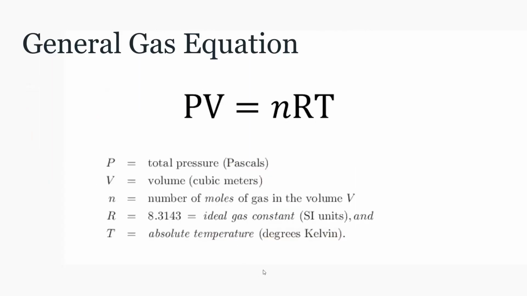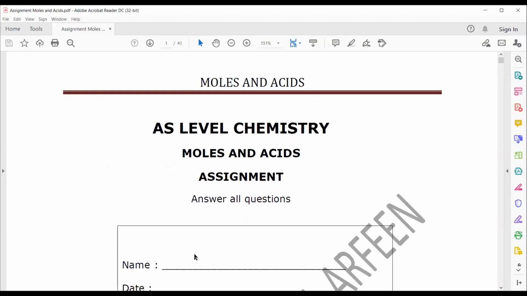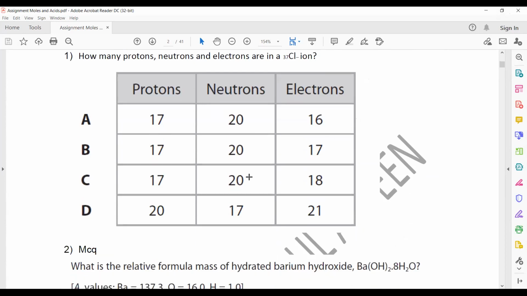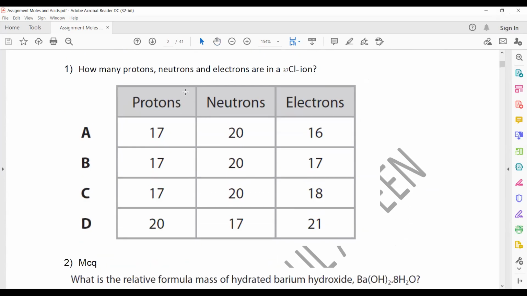So we'll do some questions now related to this part. So this is an assignment related to moles. So the question is, how many protons, neutrons and electrons are there in a chloride ion? So what could be the right answer? You have a chloride ion. Chlorine is 35, 37 and 17, and with a charge -1.